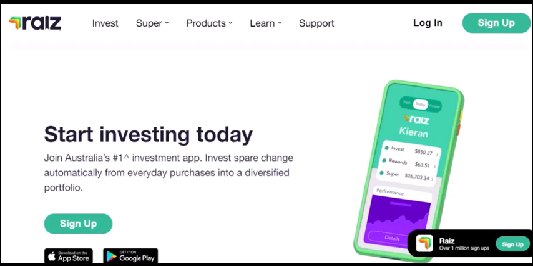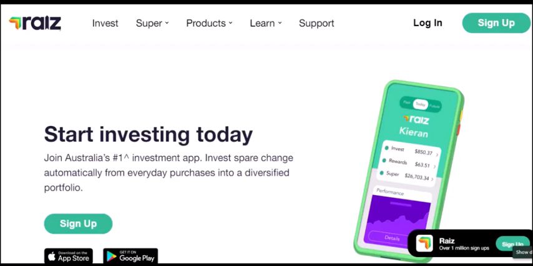Welcome to our detailed review of the best Raiz Invest Roundup settings. Raiz Invest is one of the most user-friendly micro-investing apps, allowing you to effortlessly invest spare change from your everyday purchases into diversified portfolios. The Roundup feature is central to maximizing your investment growth with minimal effort.